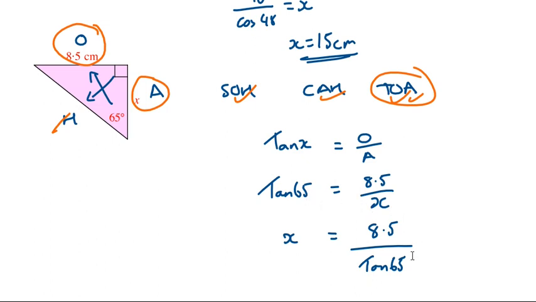So back to the calculator. I've got 8.5 divided by tan of 65, and that's going to give me 3.96. I'll call that 4 for the purposes of today. 4 centimetres. Again, looks about right. I can get my head around that.